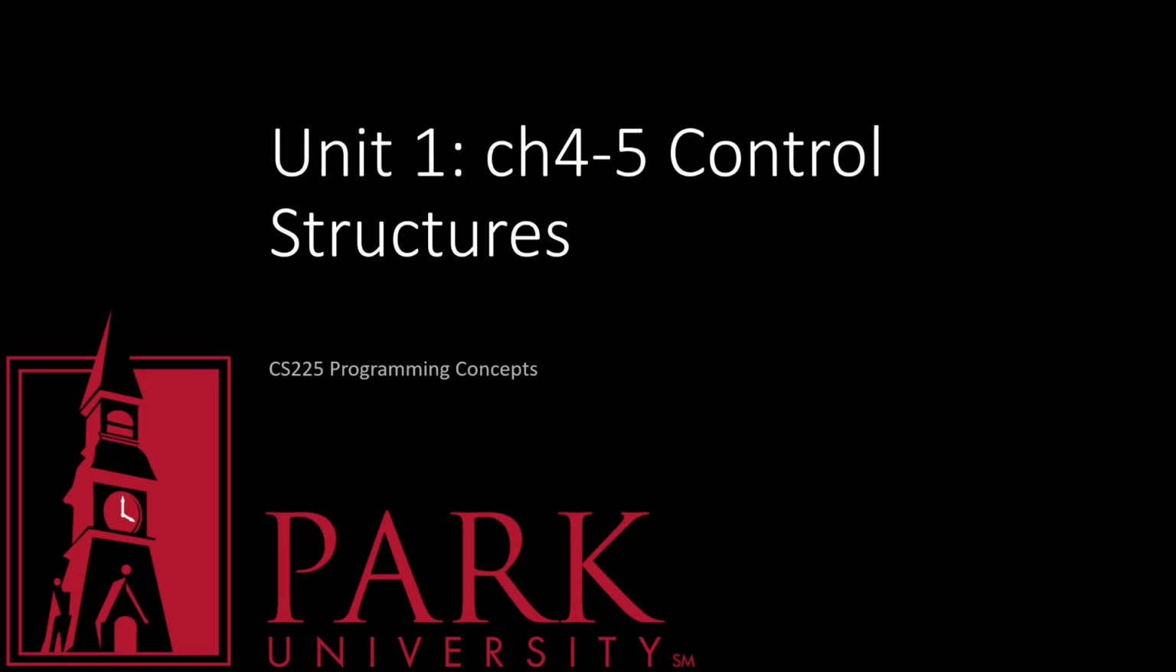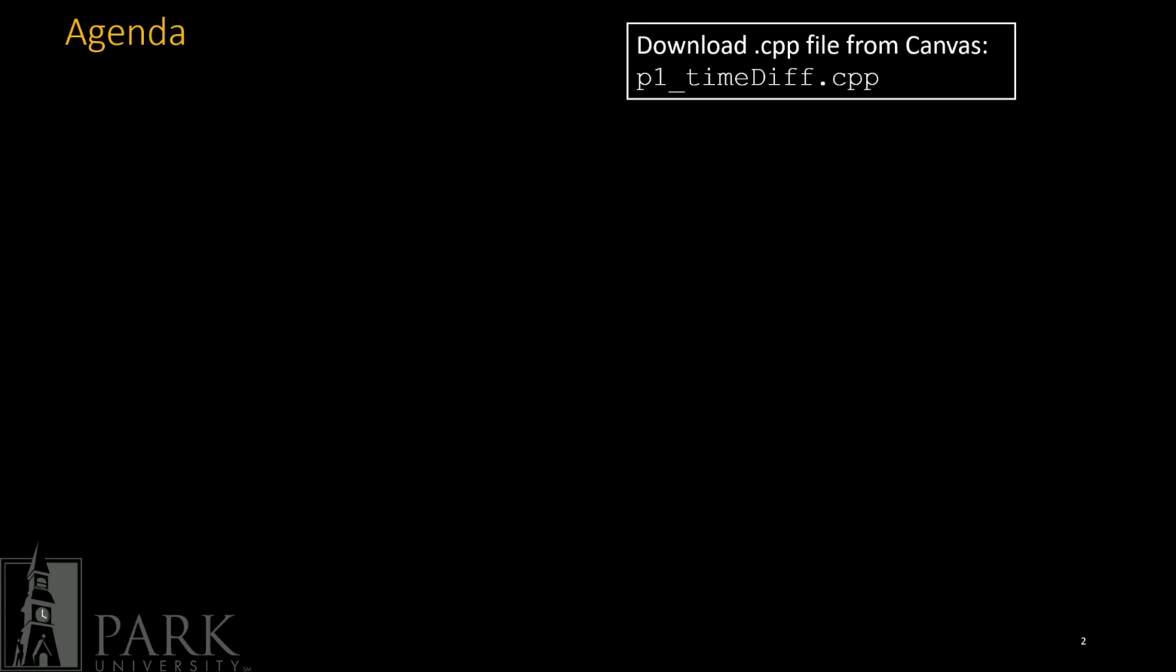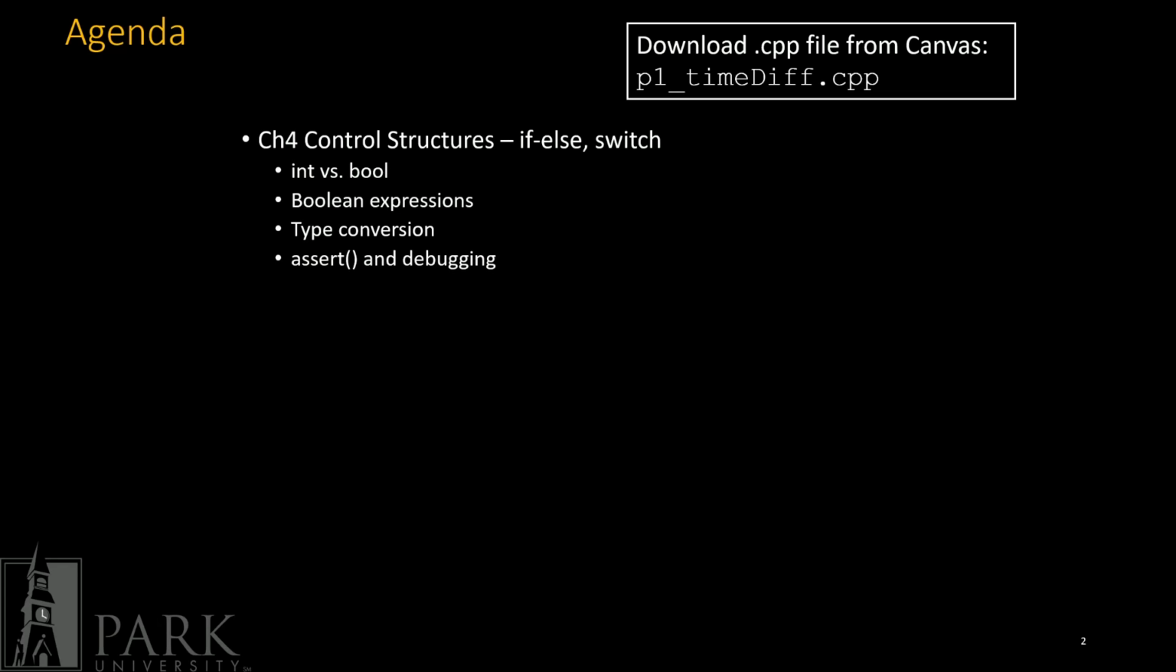Hello everybody, welcome to the final section in Unit 1. We're going to be covering control structures, which spans chapters 4 and 5. In this section we're going to be talking about the Boolean type in C++ and comparing that with integers, and we're going to talk about how to use Boolean expressions. We're also going to cover type conversions and how to use assert statements, and we're going to cover the debugging mode again just to make sure you have a good handle on that, right?